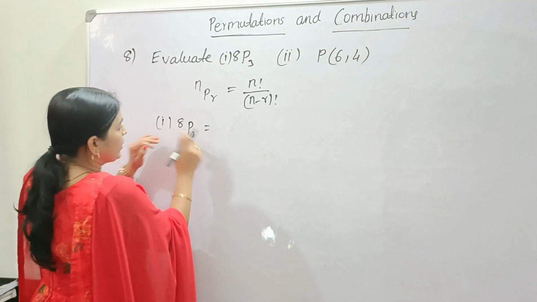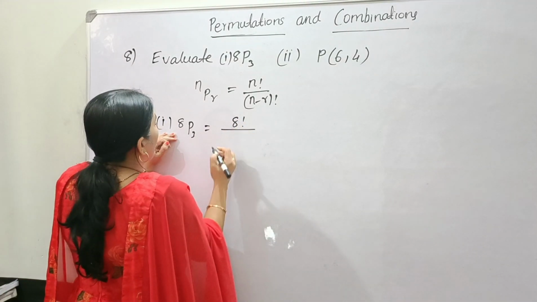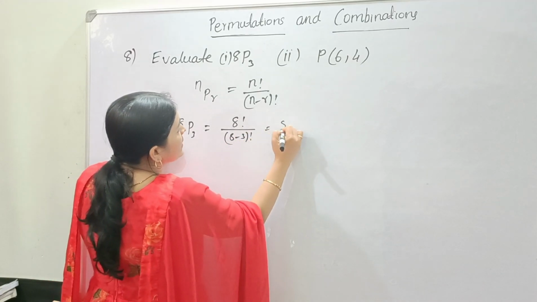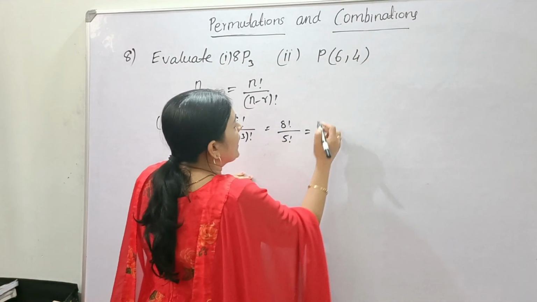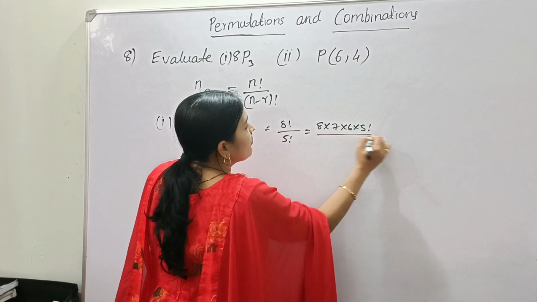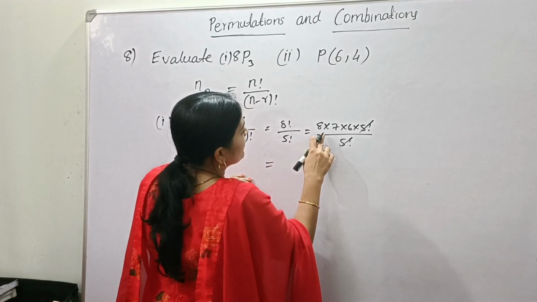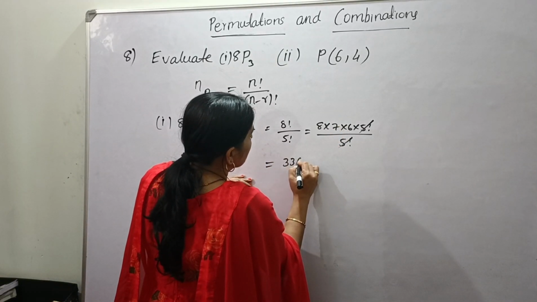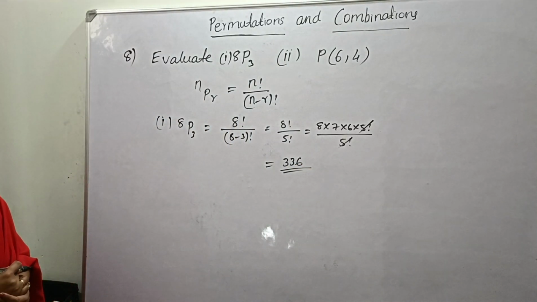8P3, here n is equal to 8, r is equal to 3, so 8 factorial divided by (8 minus 3) factorial, that is 8 factorial by 5 factorial. See, 8 factorial can be written as 8 into 7 into 6 into 5 factorial divided by 5 factorial. Here 5 factorial cancelled, so remaining 8 into 7 into 6, that is equal to 336. Okay, now let us find the second one, P(6,4).